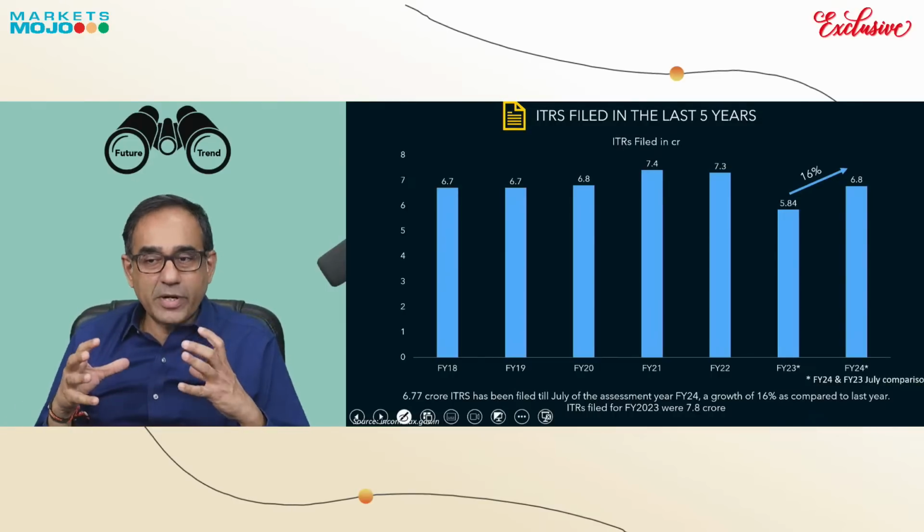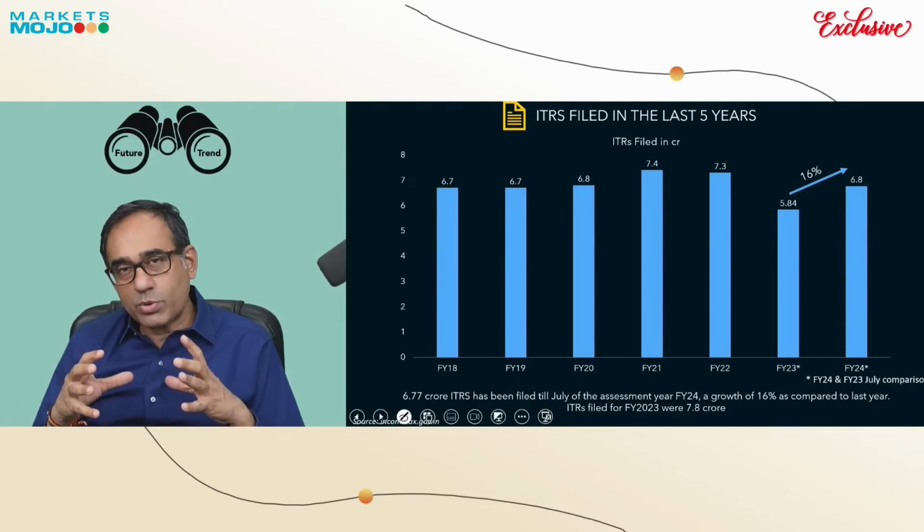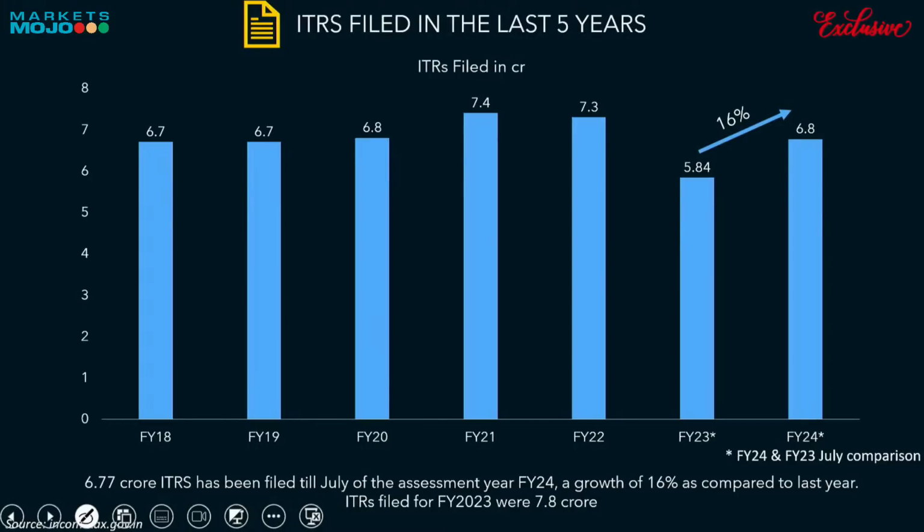So we are comparing apples to apples. Until July 2022, 5.84 crore total income tax returns were filed. As of July 2023, 6.8 crore income tax returns have been filed. In other words, 16% more returns have been filed.